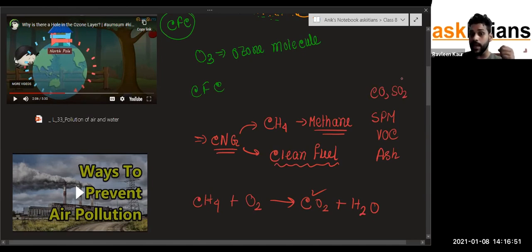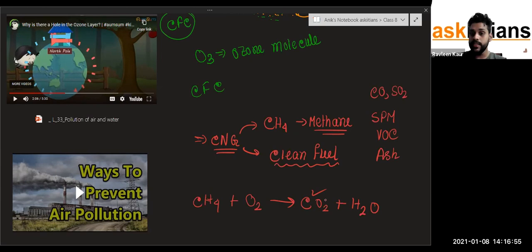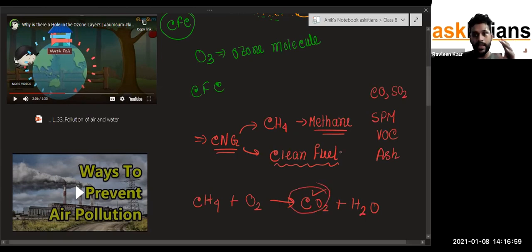Now you can see over here what is happening. Only CO2 is coming out. For that reason, it is polluting the atmosphere less. So for that reason, we call it a clean fuel.